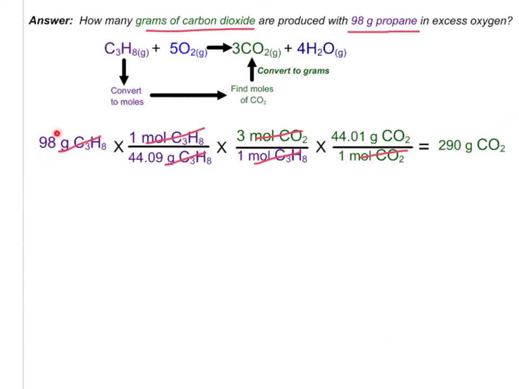When I multiply 98 by 3 by 44.01, and I divide all of that by 44.09 times 1 times 1, I come up with 290 grams of carbon dioxide, and I'm limited to just 2 sig figs. So that's why I only put 2 sig figs in my answer.